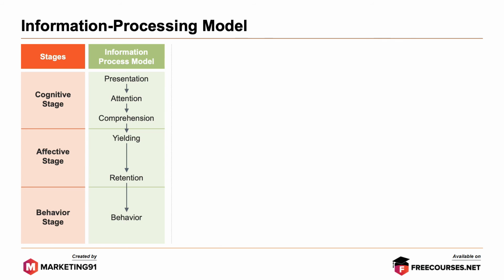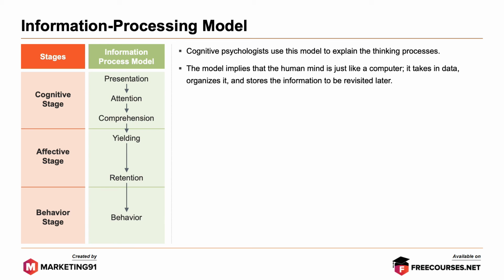And moving on to the last model, the Information Processing Model. Cognitive psychologists use this model to explain the thinking process. The model implies that the human mind is just like a computer. It takes in data, organizes it, and stores the information to be revisited later. There are 6 stages in this model.